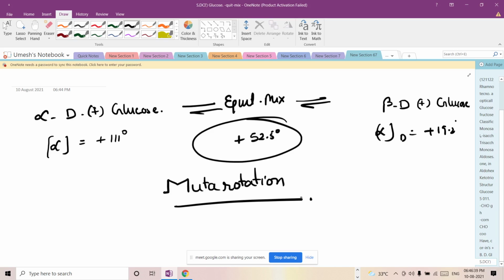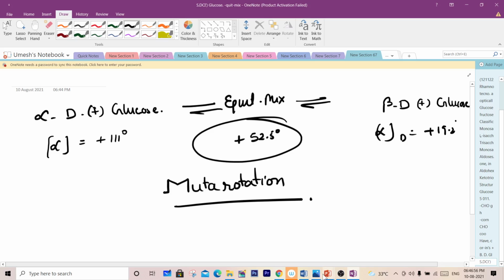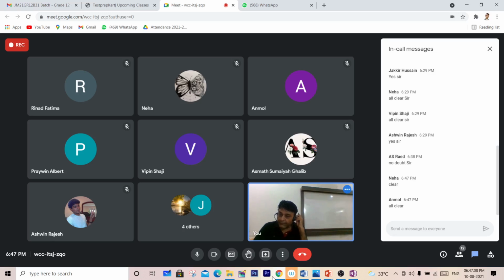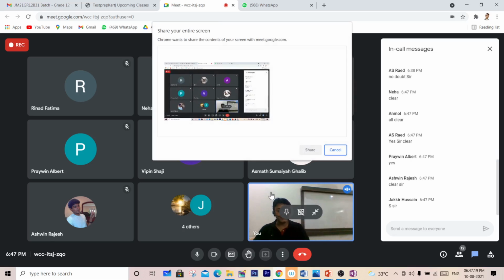All this could not be proved by the straight chain structure. Then a cyclic structure was proposed, and then we had to prove how this equilibrium is also there. Let us see to it. Before I go ahead, let me know, is that all clear to everyone? Till now, everything is clear. Right, Neha? Ashwin, Pravin, everyone? Okay, perfect. Now I'll discuss the cyclic structure of glucose.